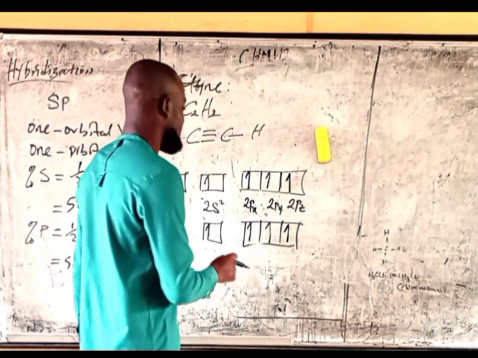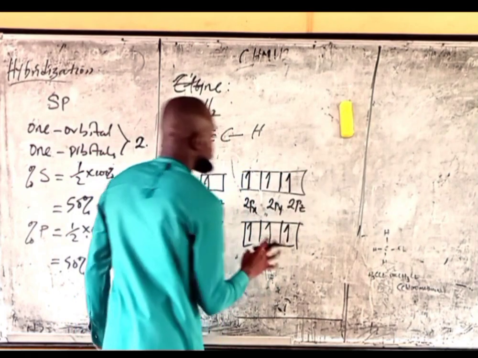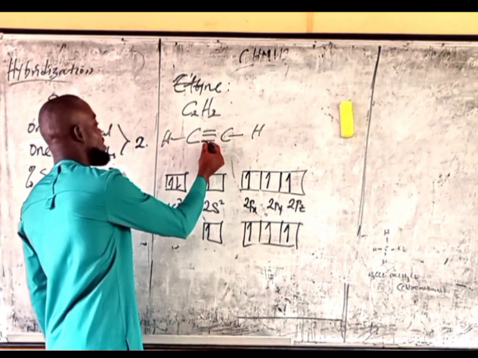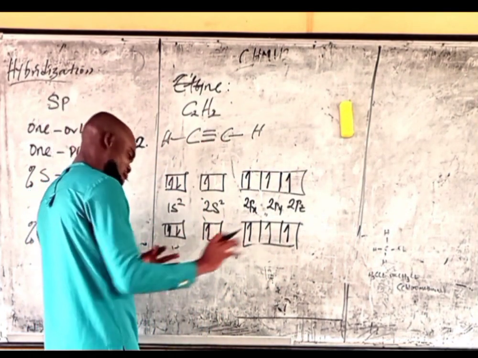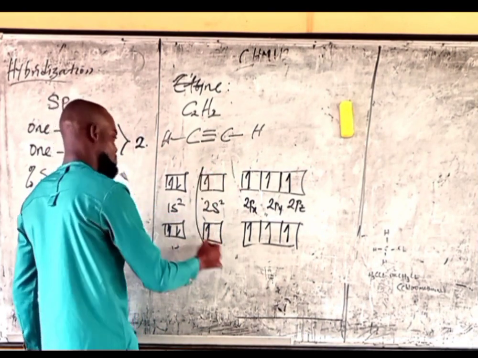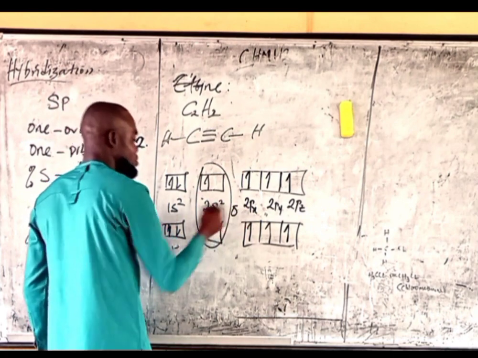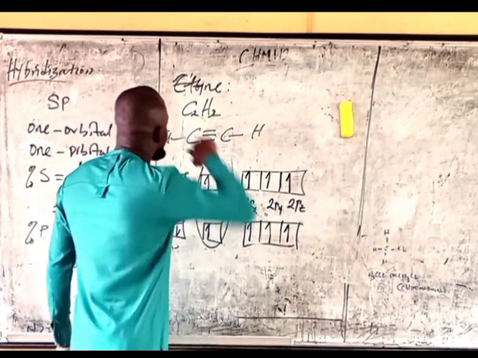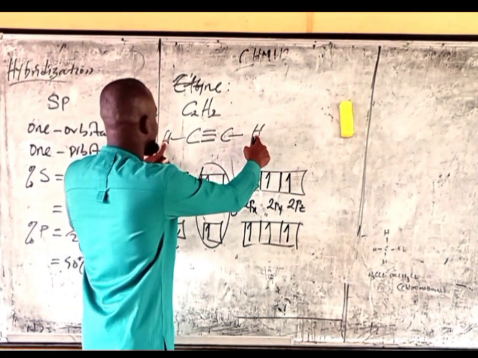Please take note of that. It's still very, very important. So we're going to have 3 bonds here. One of them is going to be formed by the s orbital of both carbons. So we already have s and s here. Both of them can form one bond, and that will be our sigma bond. Now it's already done. Then we have hydrogen here.